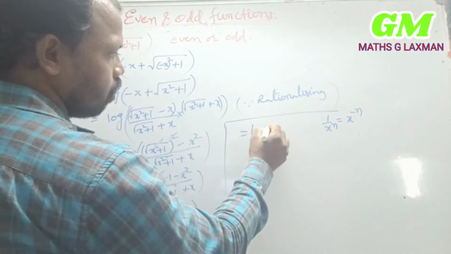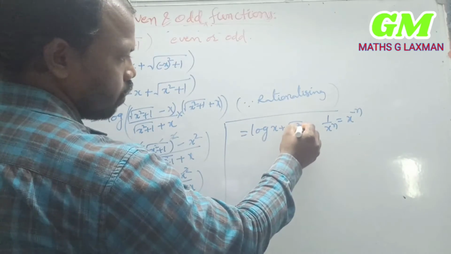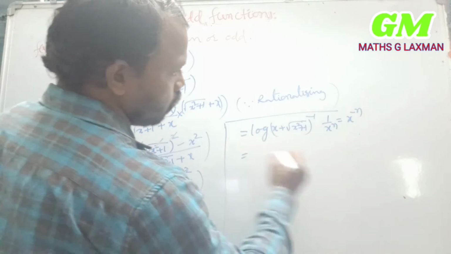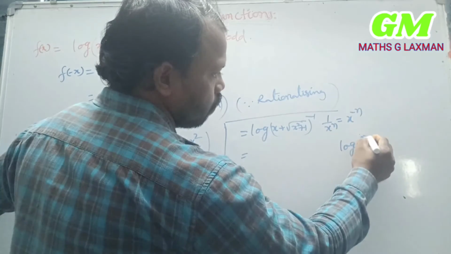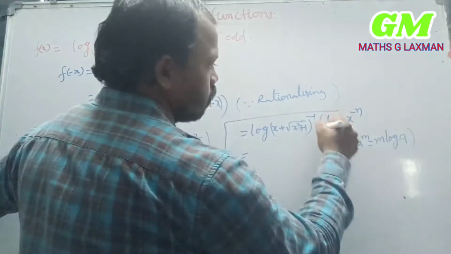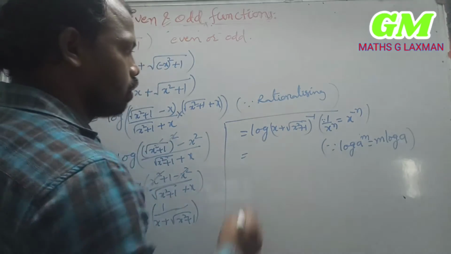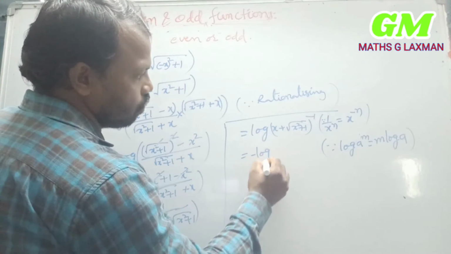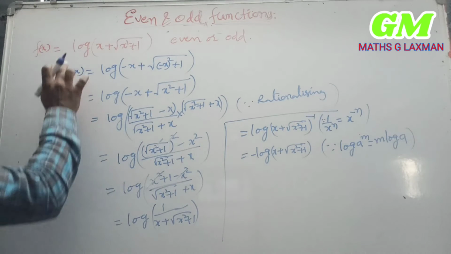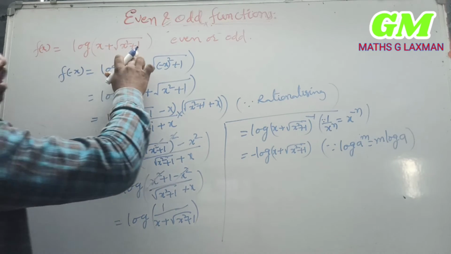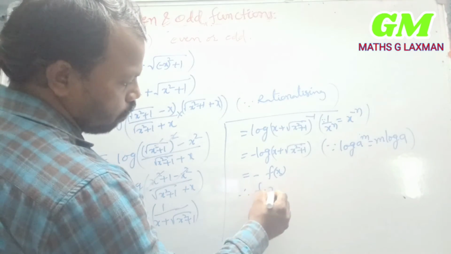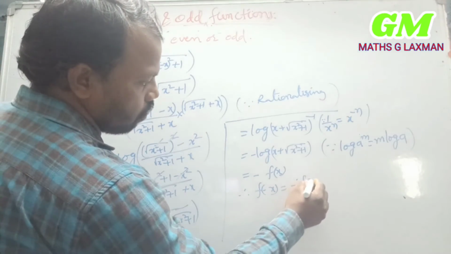So that is equal to log of x plus under root of x square plus 1 whole to the power of minus 1. So minus 1 will come to the front, because log of a to the power of m is equal to m log a. This is the formula we have. So we get here minus log of x plus under root of x square plus 1. But according to the problem, f of x is equal to log of x plus under root of x square plus 1. We got the same here. So therefore minus f of x.